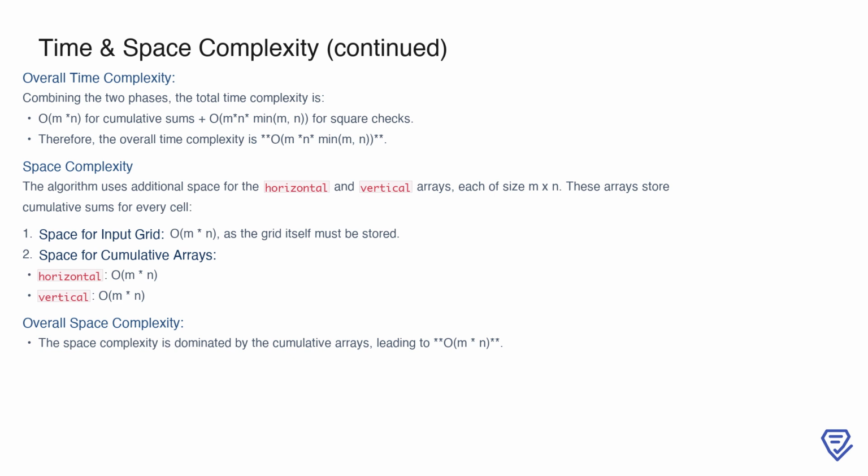Now turning to the space complexity, the algorithm uses additional space for the cumulative arrays, horizontal and vertical, each of which has the same size as the grid, m*n. This is in addition to the space required to store the grid itself. Therefore, the space complexity breaks down into O(m*n) for the input grid, plus O(m*n) for each of the two cumulative arrays. Adding these together, the total space complexity becomes O(m*n). This efficient use of space enables the algorithm to handle larger grids without excessive memory overhead.